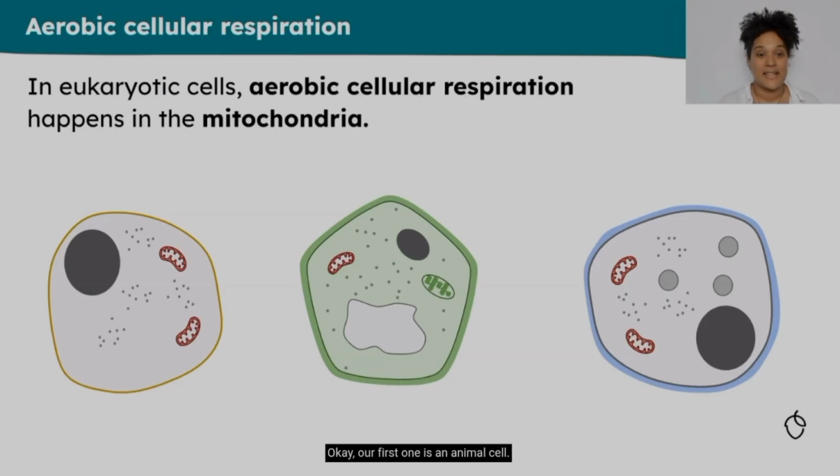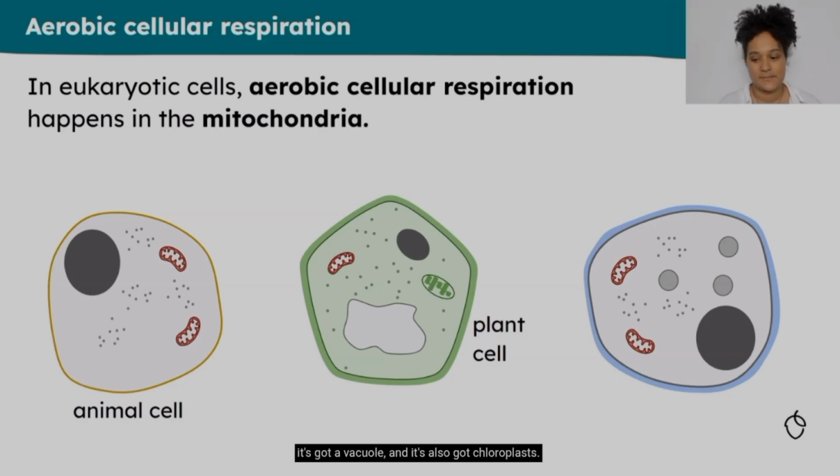Okay, our first one is an animal cell. You can tell that because it's just got a cell membrane. Our next one is a plant cell. You could have figured that out by looking. It's got a cell membrane, a cell wall, it's got a vacuole, and it's also got chloroplasts. Our last one is a fungal cell. It's got a cell wall, it's got a cell membrane, but it doesn't have any chloroplasts.